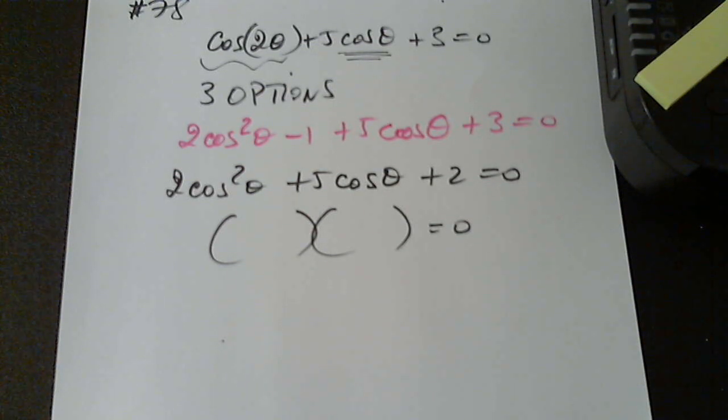How do we factor this, please? Take a moment and factor it. Can anyone give us the factored form for 2 cosine squared theta plus 5 cosine theta plus 2? Anyone, please?